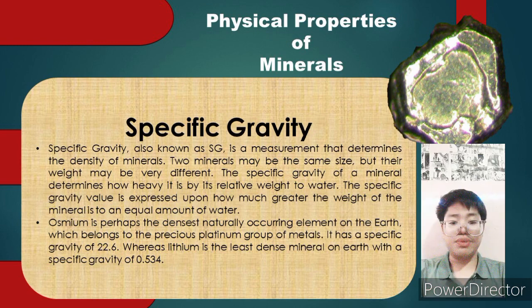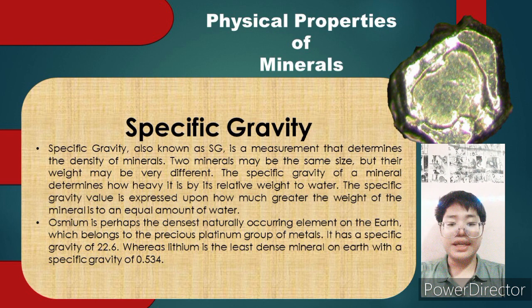And there was osmium, the densest naturally occurring element on the earth, which belongs to the group of platinum metals, and it has a specific gravity of 22.6, and lithium is the least dense mineral on earth with a specific gravity of 0.554.